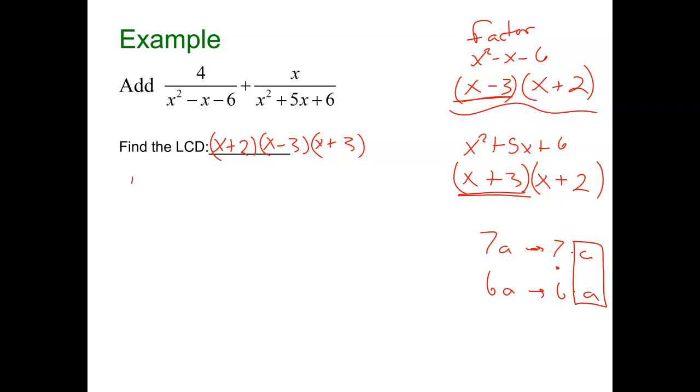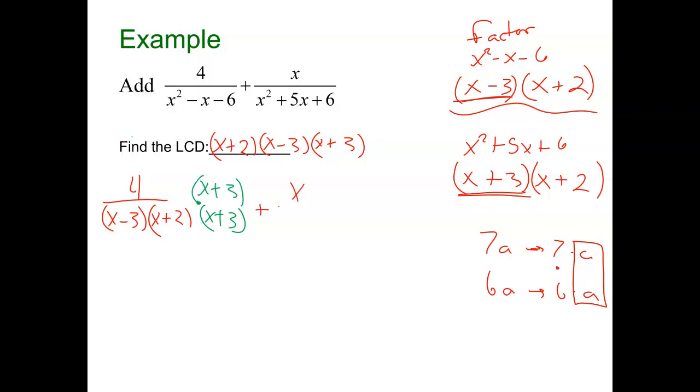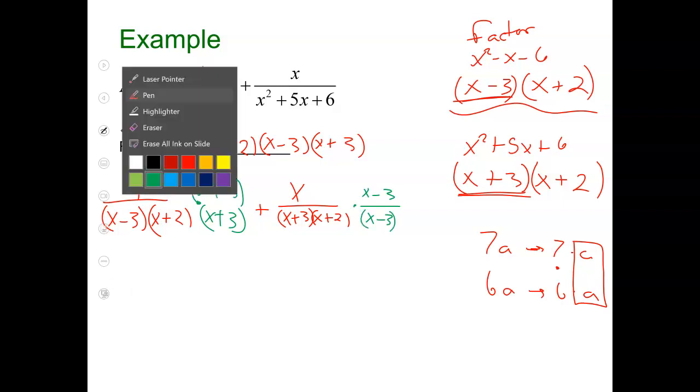So then looking at my first fraction, which factored form is x minus 3, x plus 2, what is this fraction missing from the least common denominator? X plus 3. So we're going to multiply it by x plus 3. And then we do add x over x plus 3, x plus 2. What is it missing from our least common denominator? X minus 3. Okay? Got it? So again, my denominator stays the same. That's already set for me, so that's nice.